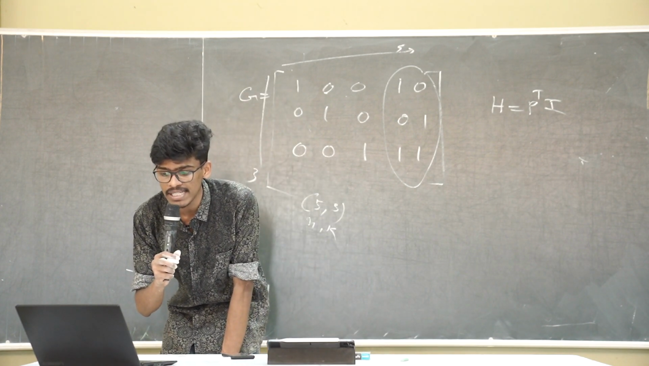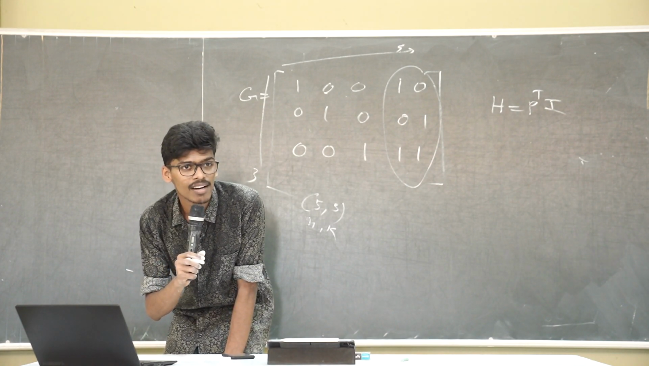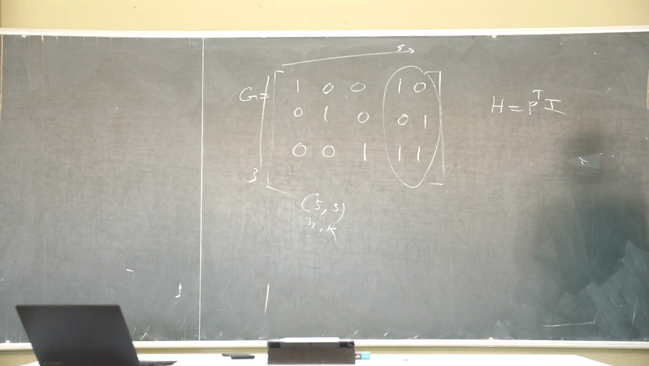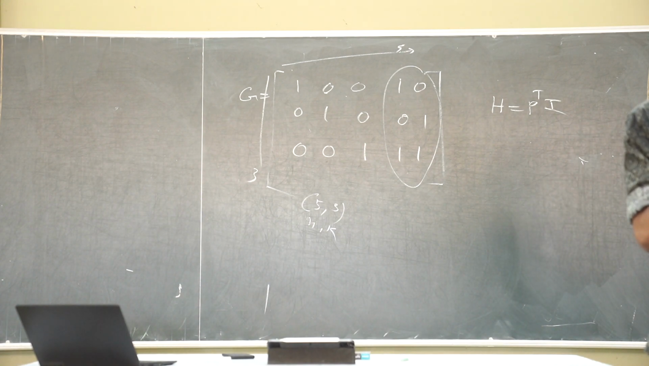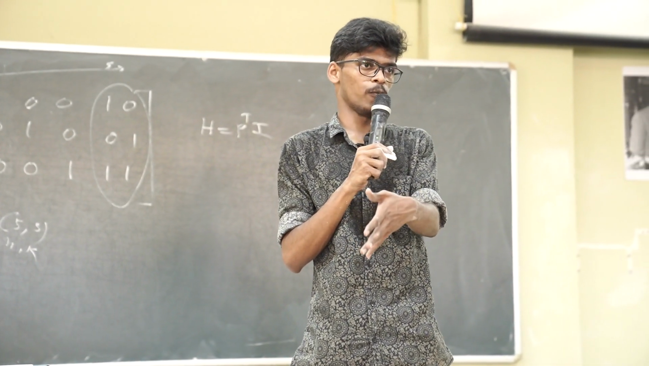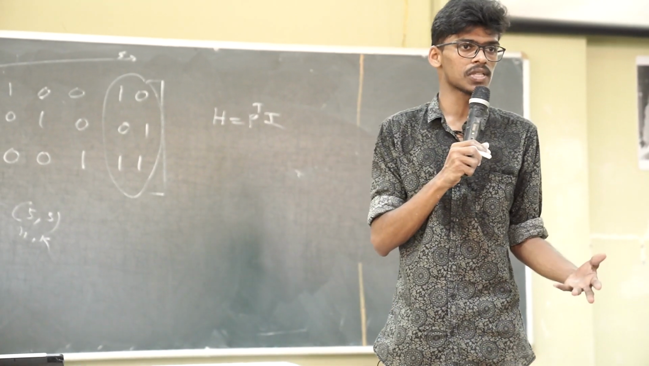Based on the standard array, find the probability of decoder error. How to find that? In each group, how many total are there? 4. One is correct, right? So what is the probability? 1 by 4. It is extended to 8 groups. So for the total error, each group has an error of what? 1 by 4. So the first group has 1 by 4 error, the next group also has what?